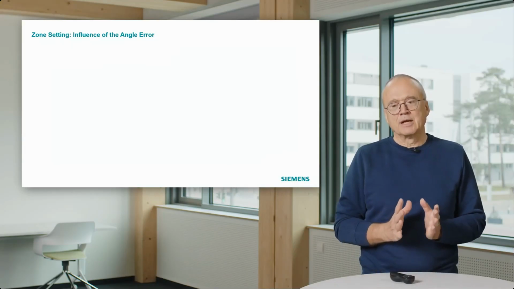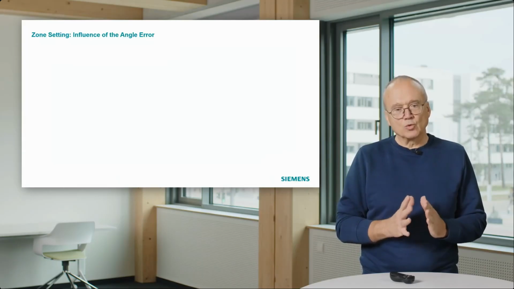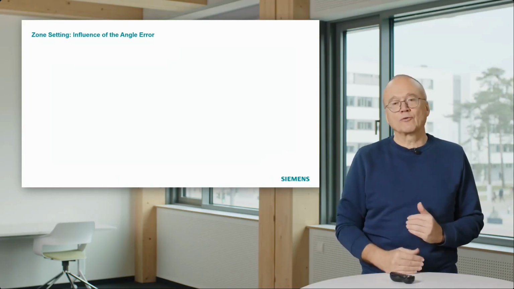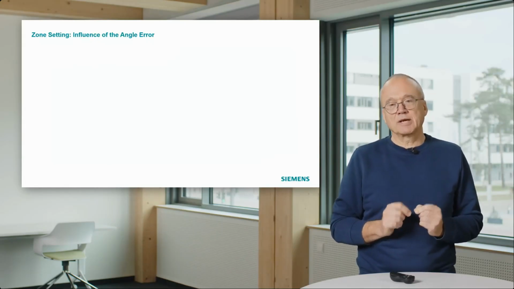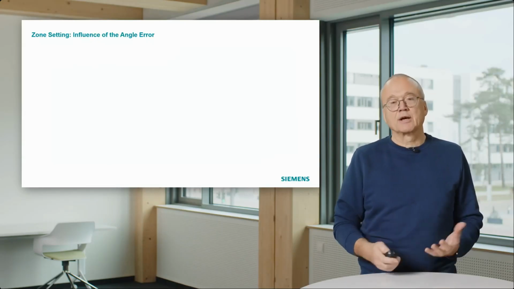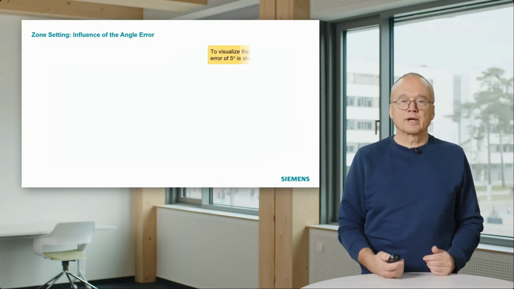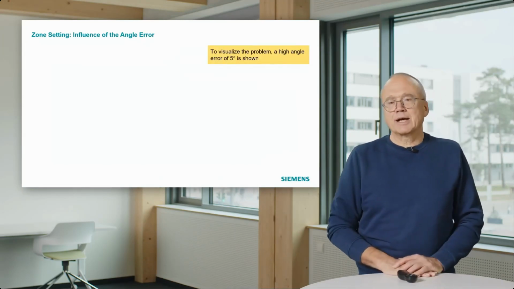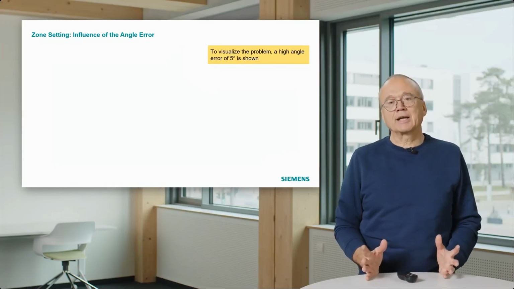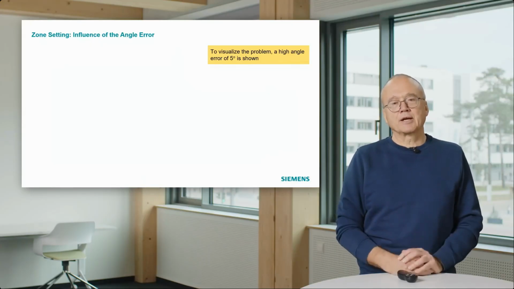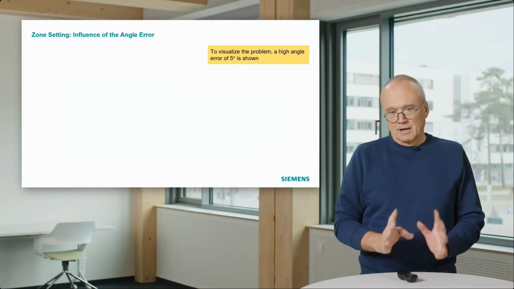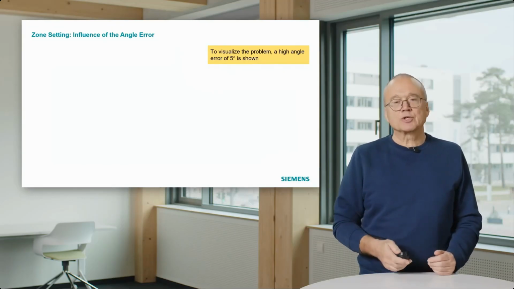And that means the measurement of our complex impedance, which we do to find out where the fault is, is subject to a certain angle measurement error. And I will illustrate that in a few drawings. In these drawings, I assume a pretty high angle error of 5 degrees, just to make it visible. In reality, the angle error will be smaller, but with the 5 degrees, you see what happens.